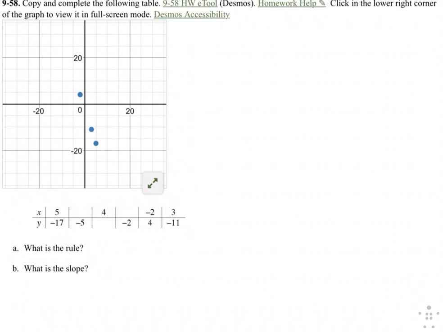Okay, for 958, they want to find the rule and they want to know the slope. So let's find the slope first. So we have 2 points, right? Actually, we have 3 full points.